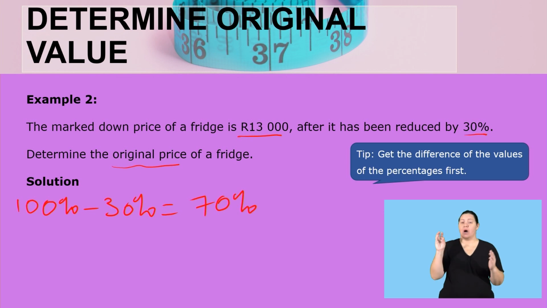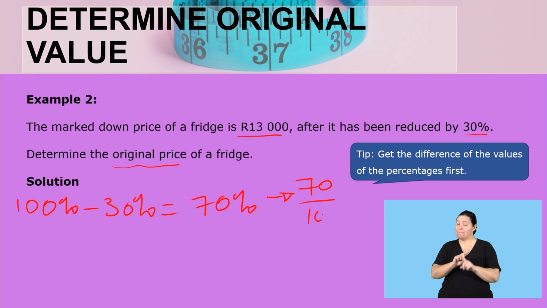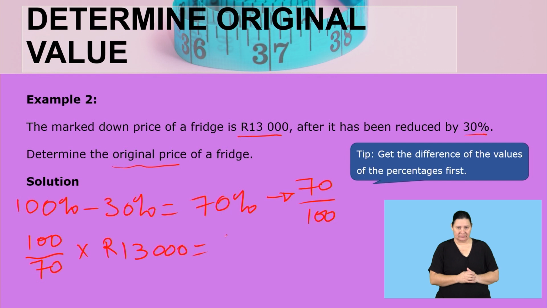Remember not to press the percentage sign, because you will have your value as a decimal, which is not what we are looking for. So let us calculate. Because we got 70%, as a fraction this is 70 divided by 100. And when we are looking for the previous value, we swap the values because we are reversing. So we are going to have 100 divided by 70 multiplied by 13,000 rand. Let us press the calculator together. 100 divided by 70, multiplied by 13,000 rand.